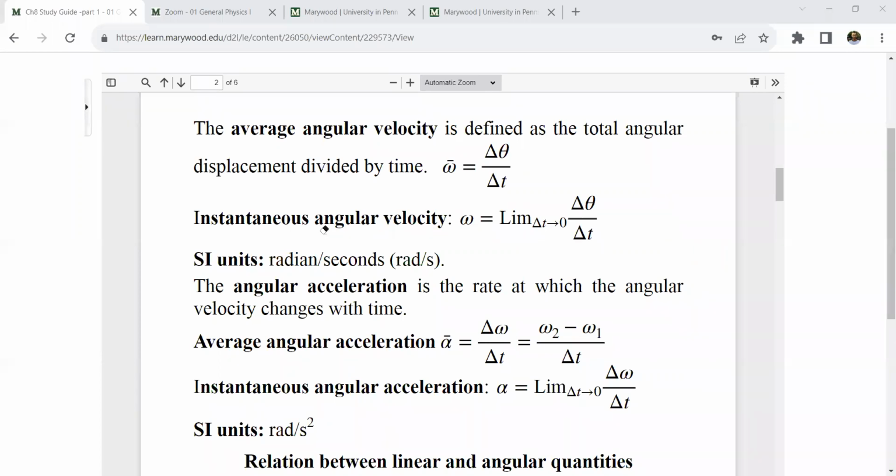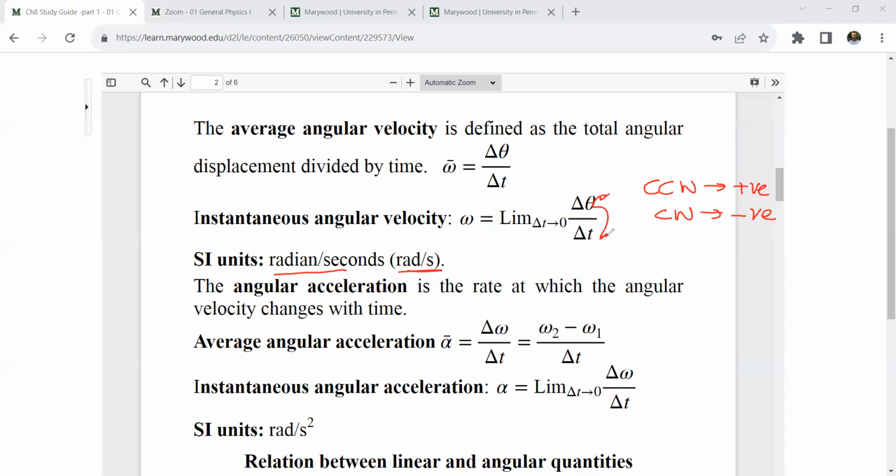Now it's a vector quantity similar to the velocity. It's again a vector quantity because it is a velocity, and the convention we use is counterclockwise. So similar to the displacement and the position, counterclockwise is positive sign, clockwise is negative sign. And the standard international unit is radian per second, or rad per second. So radian for theta, second for time. So the standard international unit for angular velocity is rad per second.